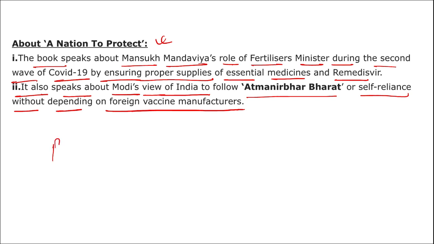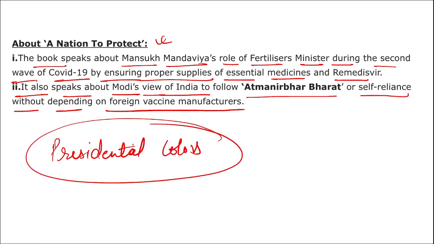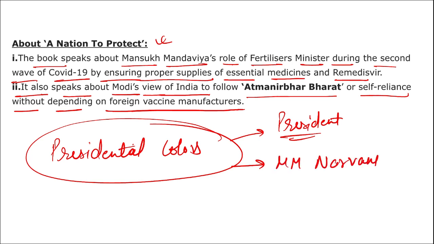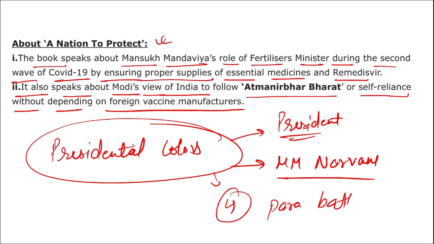Recently, a presidential colors award, this award is presented by the president. First thing you should know, on behalf of the president, this time it was presented by M.M. Narwane. All right, M.M. Narwane sir presented it. And to how many para battalions was this presented? This was presented to 4 para battalions. All right, mark this. These are some of the important current affairs that you should pay attention to and are highly important.